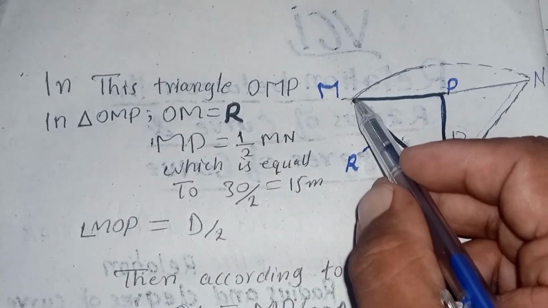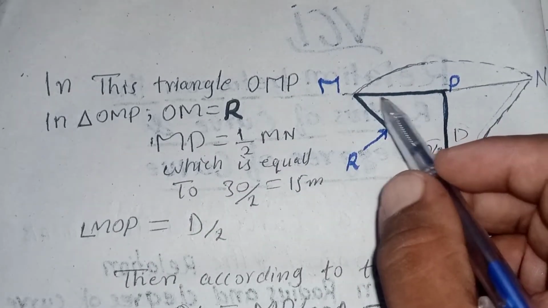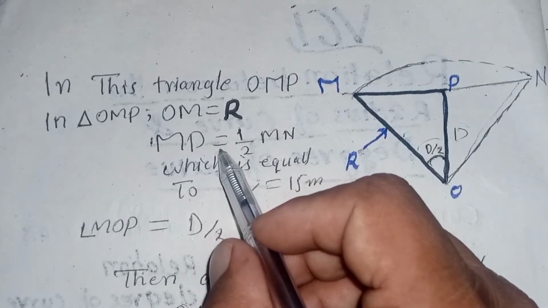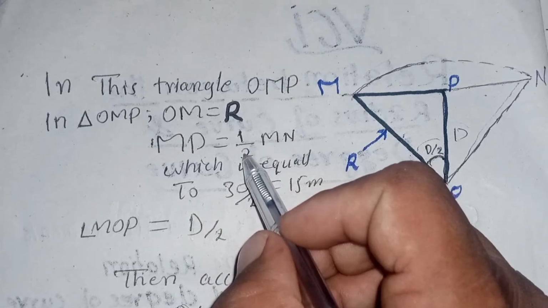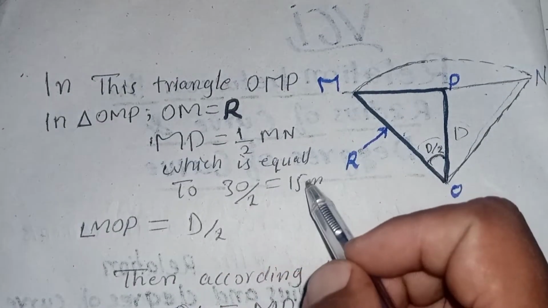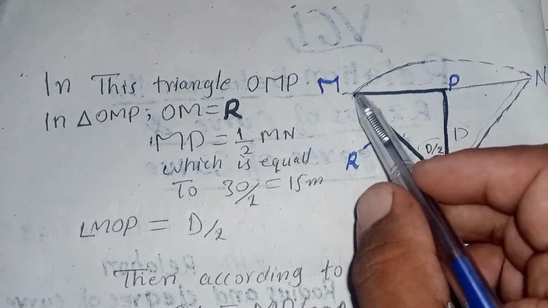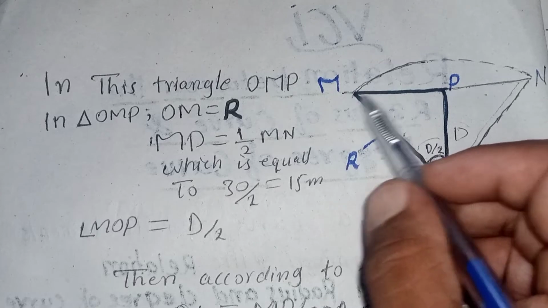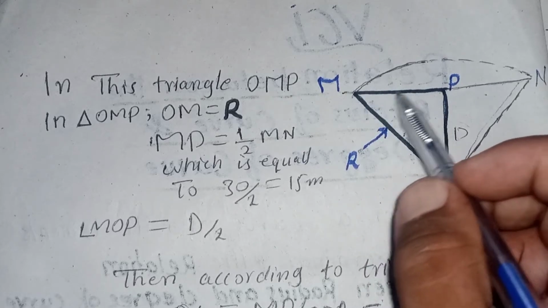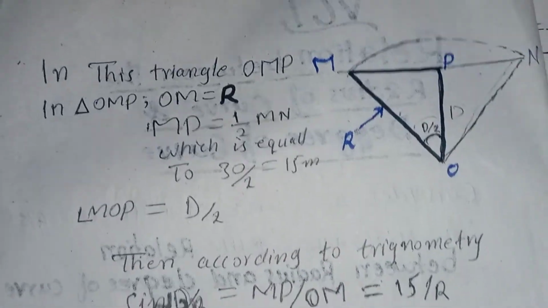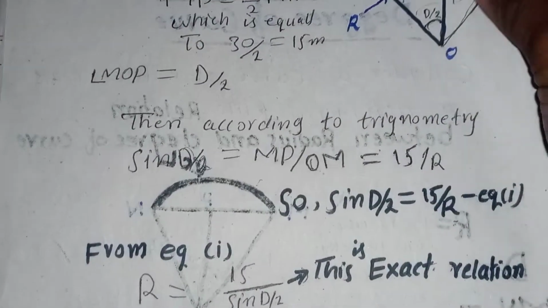And the second is MP. As we have said, MP is equal to half the length of MN, written here as MP is equal to 1 by 2 MN, which is equal to 30 by 2, is equal to 15 meter. We have taken the chord length to be 30 meter, and MP is equal to half of the chord length. Half of 30 is equal to 15 meter.